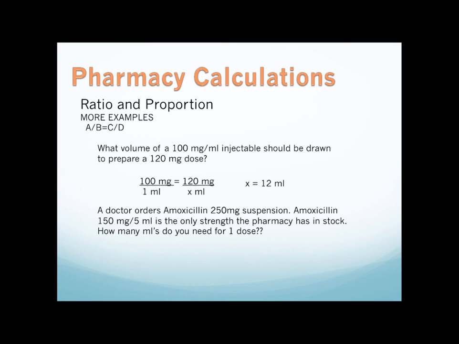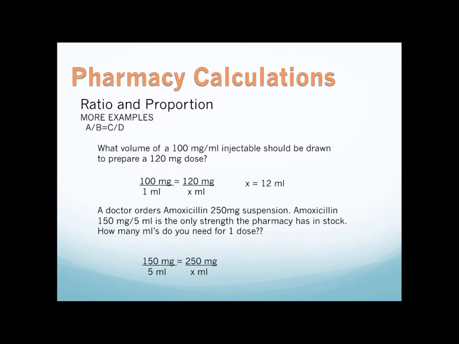The doctor orders amoxicillin 250 milligram suspension per dose. What you have in stock is 150 milligrams per 5, so you have to know how many mLs you need for 1 dose. So go ahead and take a minute to set that up.